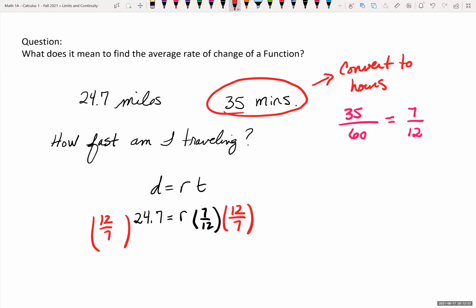So just to save time, I'm just going to throw this into the calculator. So 12 times 24.7, all divided by 7. This is giving me approximately, so I'm going to approximate it. So this curly equal sign, my rate is approximately 42 miles per hour.